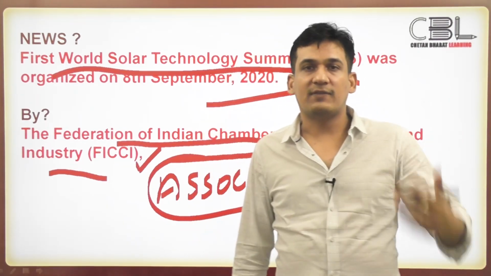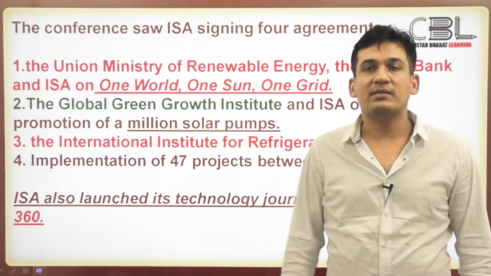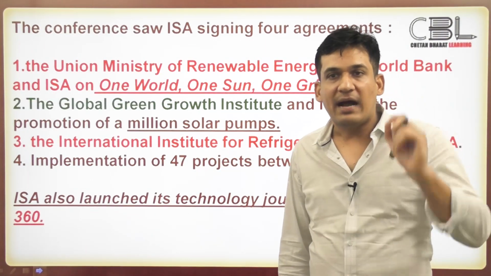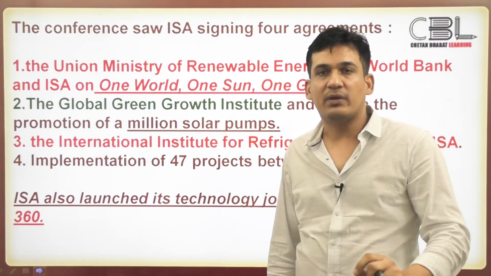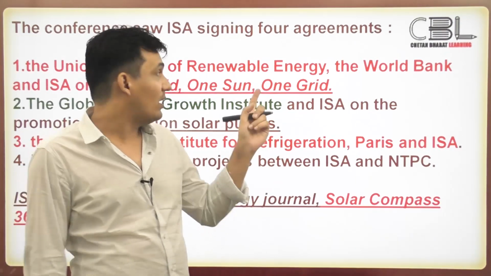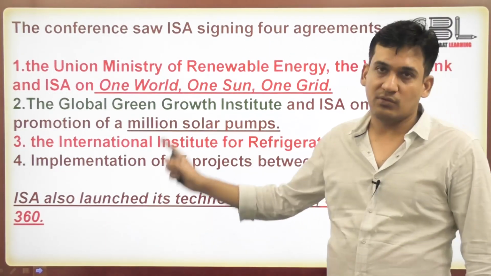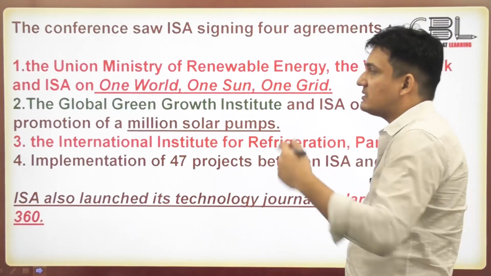What came out of this summit? Four major pacts came out of it. The first one: a partnership agreement between the Union Ministry of Renewable Energy, the World Bank, and the ISA. These things you are supposed to know. These things you must remember.